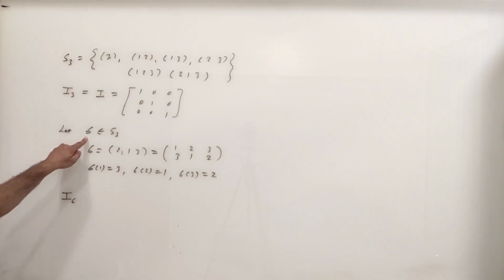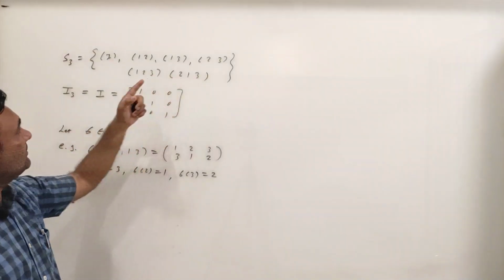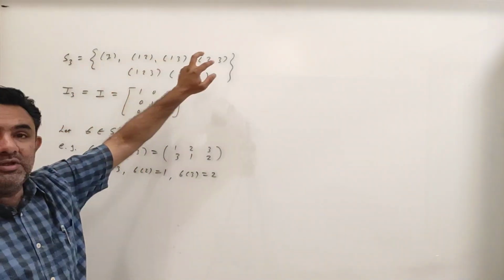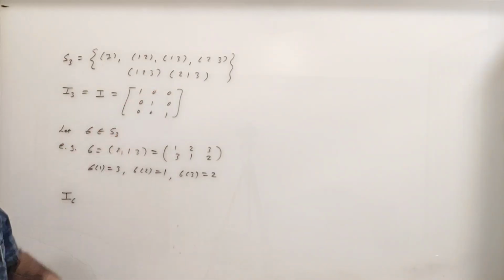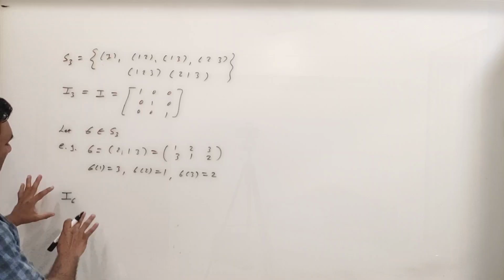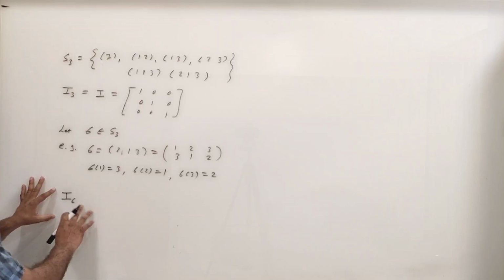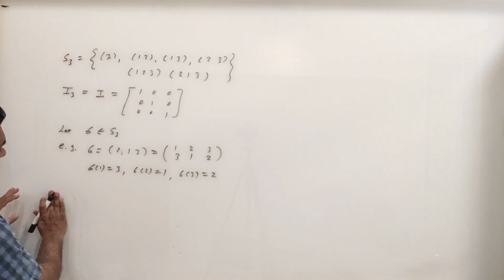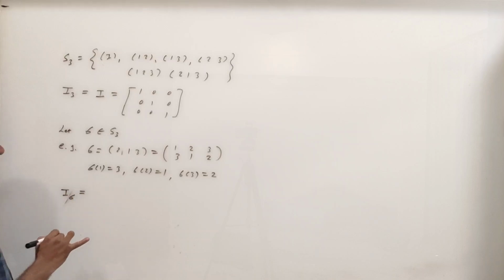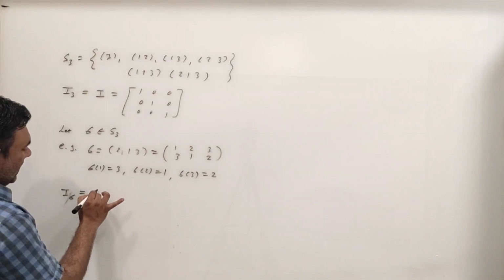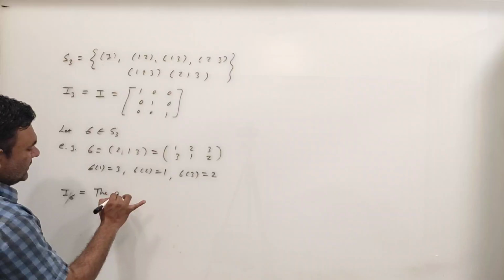So corresponding to sigma belonging to S3, for example, I have considered 2 1 3. Then sigma may be this one, maybe this one, anyone. But here, to understand, I consider sigma is 2 1 3. Now I sigma. So what is I sigma? I sigma is the matrix.